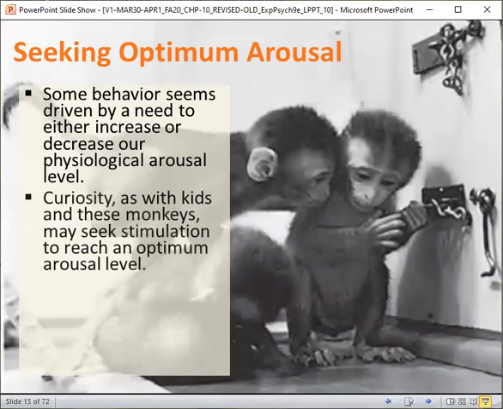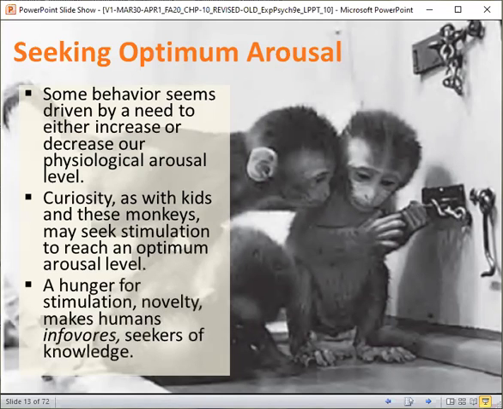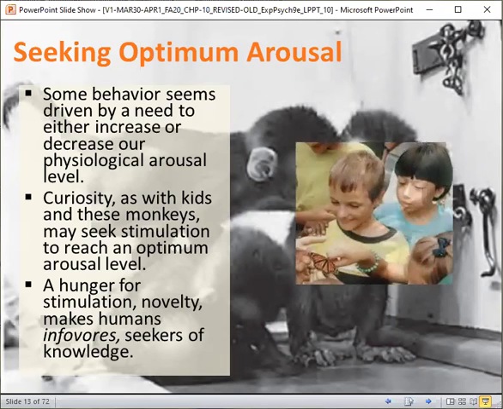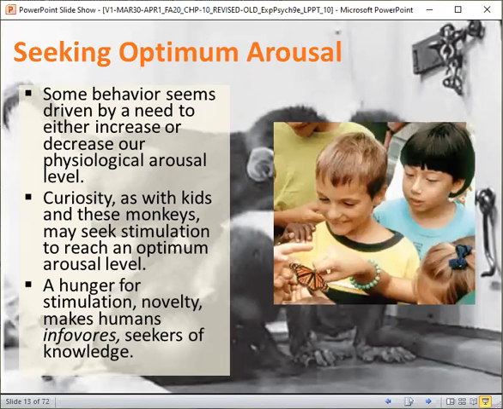All right. So curiosity, as with kids and these monkeys that we see here, may seek stimulation to reach an optimal arousal level. Now, a hunger for stimulation or novelty makes humans infovores, seekers of knowledge. And that's what we see with kids too. Once you answer one question, they say, well, why is that? You can expect probably 4 or 5 more whys as they get you into this why chain, because they want to know. They, much like the monkeys, are infovores.